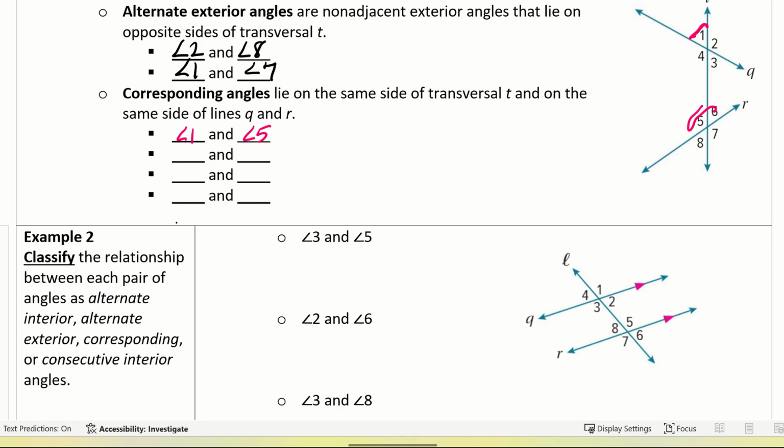Another pair that would work would be angle 2 and 6. They're both on the right side and on the top part of the line. Angle 4 and 8, and angle 3 and 7.